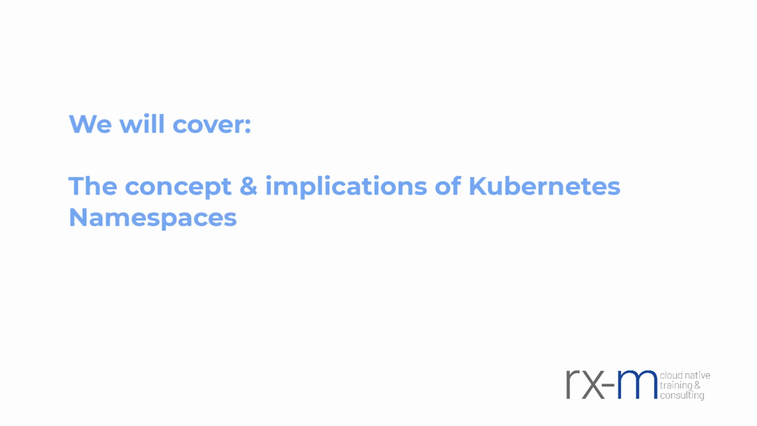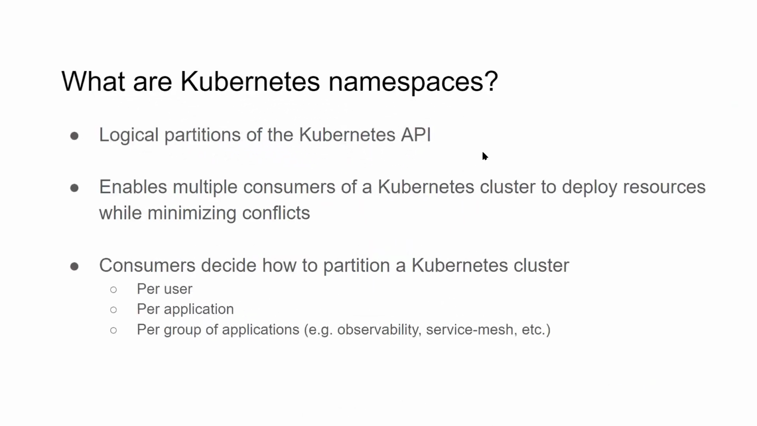So what are Kubernetes namespaces? Kubernetes namespaces are logical partitions of the Kubernetes API. What this does is it allows multiple consumers of a single Kubernetes cluster to deploy resources while minimizing conflicts between each other. Think of maybe having multiple teams using the same cluster.